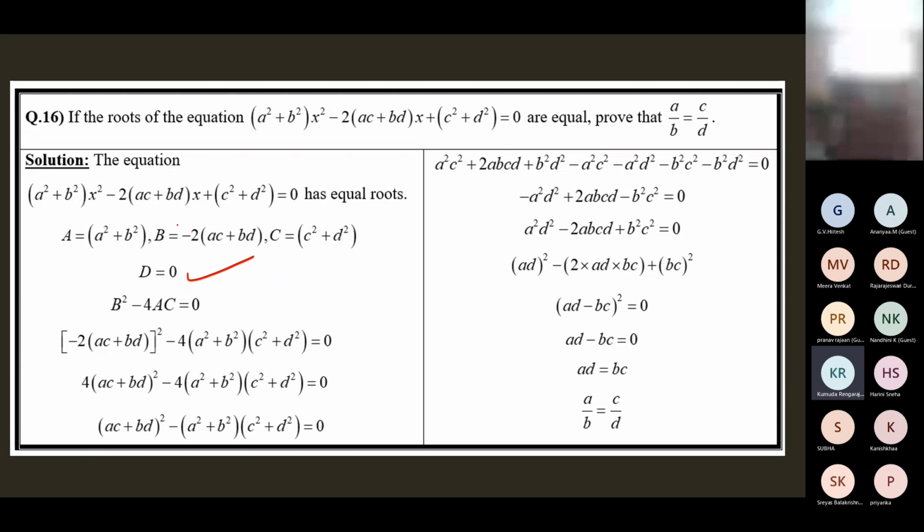So b square, how do you write b square? The whole of b, this whole thing must be squared. This is b. This whole thing has to be squared. So when you square it, you get minus 2 into minus 2 into (ac plus bd) the whole square, minus 4ac as it is. Or you can even multiply here, children. Let me do that here.